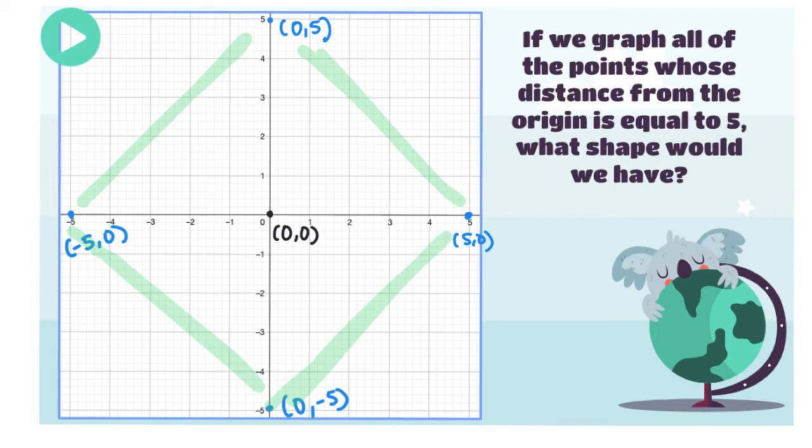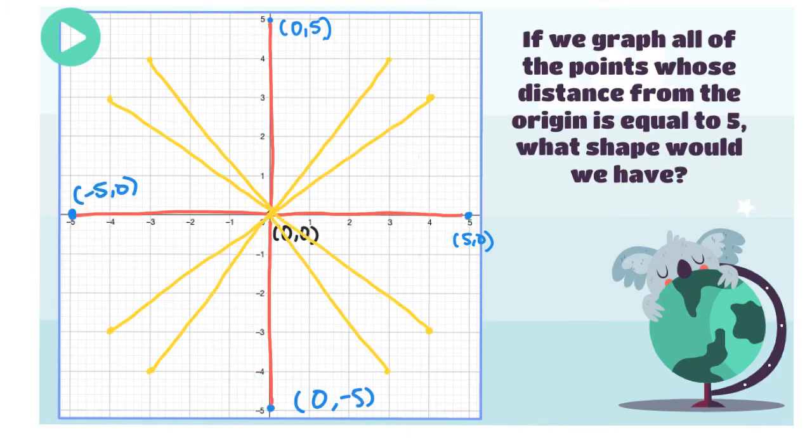But the issue here arises that any point on this square or diamond shape would not be a distance of 5 from the origin 0, 0, because this distance here is a lot shorter if we were to turn it than this distance here. See how that's definitely not a distance of 5. So I wonder if there would be a better way to estimate more points than just these 4 whose distance from the origin is equal to 5.